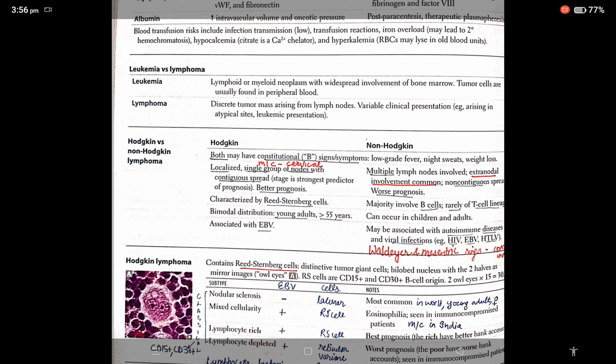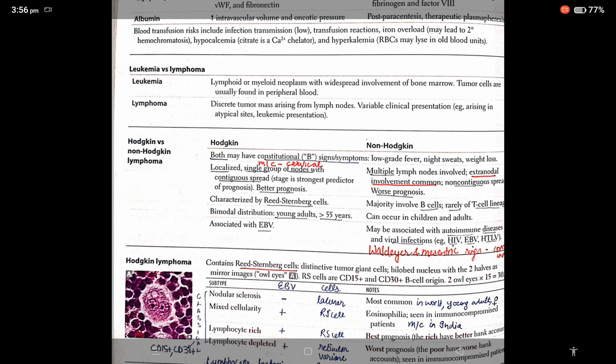Then next we have the difference between Hodgkin and non-Hodgkin lymphoma. What is common between them is both may have constitutional B signs and symptoms, that is low grade fever, night sweats, and weight loss. Then Hodgkin's lymphoma is a localized single group of nodes with contiguous spread and a better prognosis. While non-Hodgkin has multiple lymph nodes, extranodal involvement, non-contiguous spread, and worse prognosis.